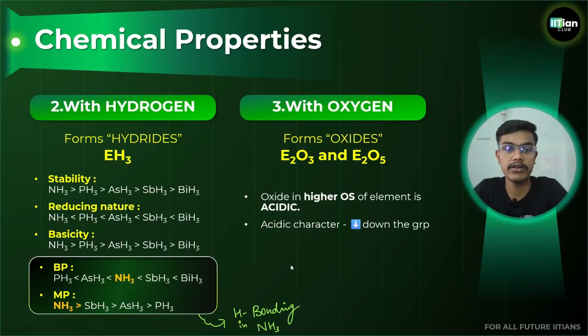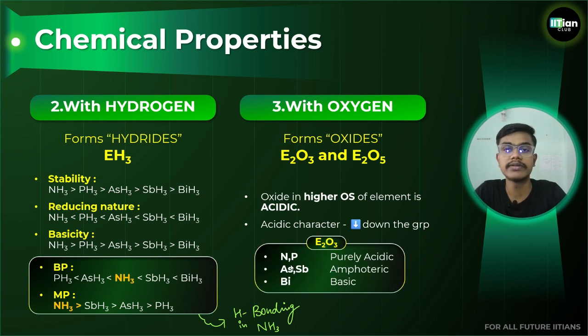Next, we have reaction with oxygen, which forms oxides of the form E2O3 and E2O5. Here, oxides in higher oxidation state are acidic, and that acidic character decreases down the group. You can check out this. Nitrogen and phosphorus oxides of the form E2O3 are purely acidic. Arsenic and antimony are amphoteric, and bismuth is basic.